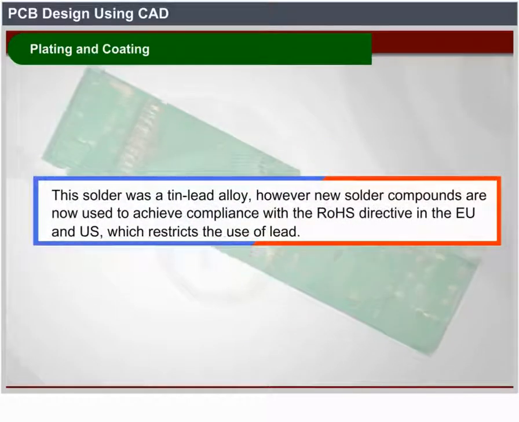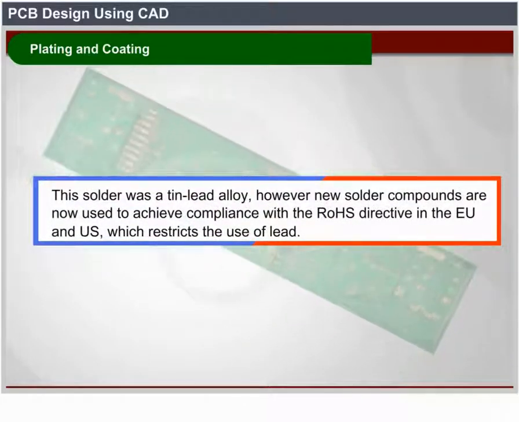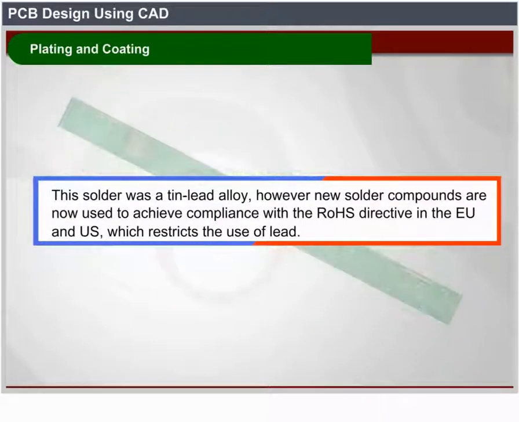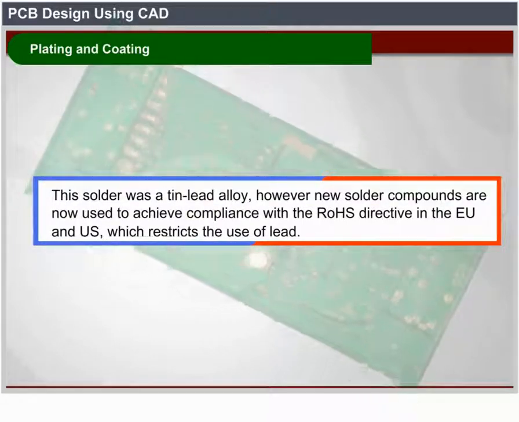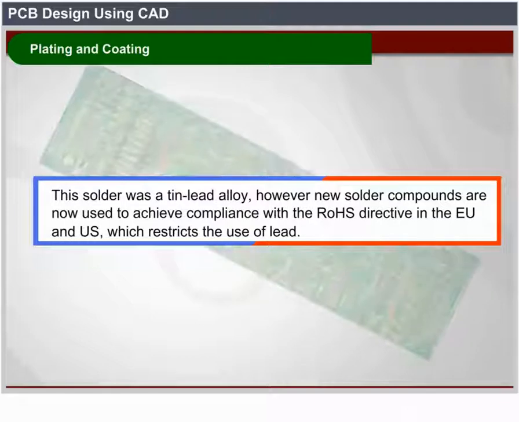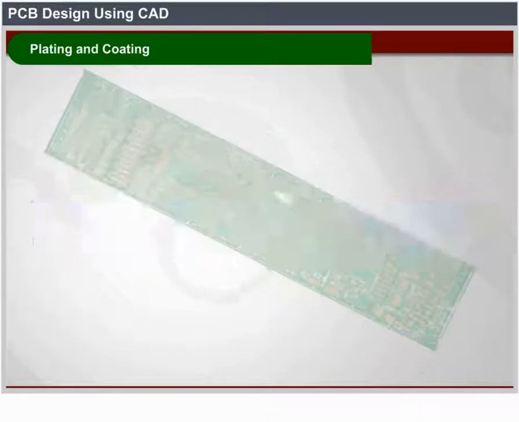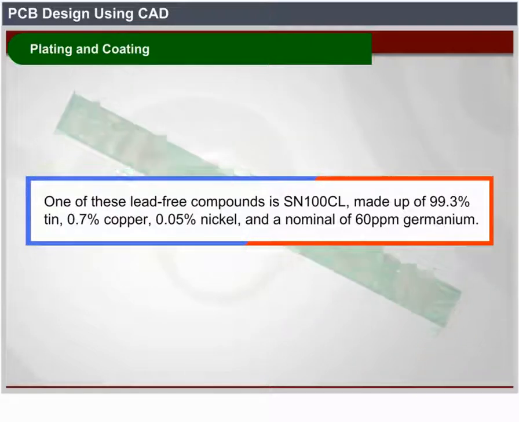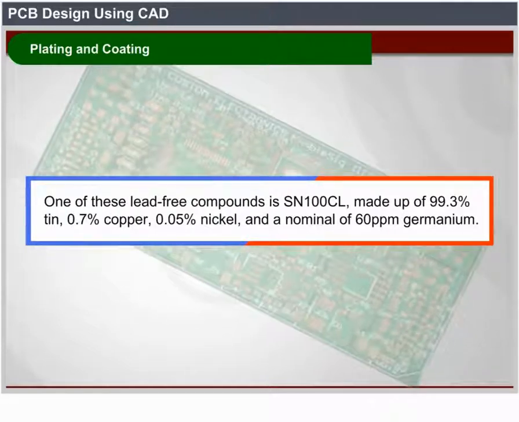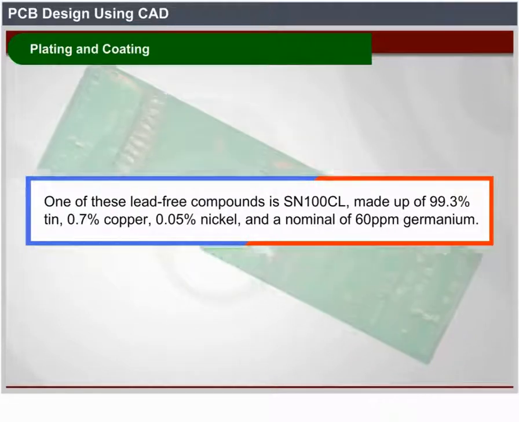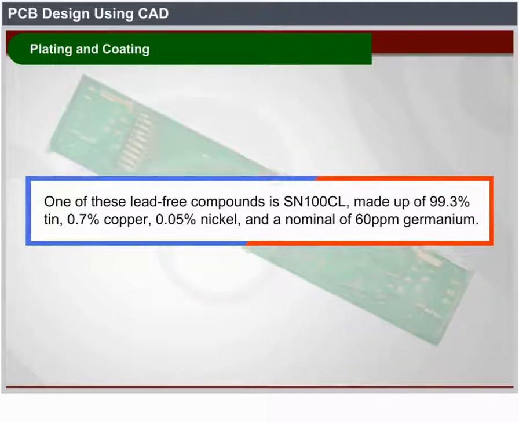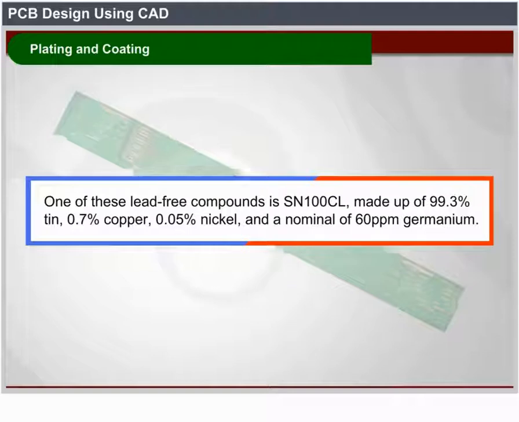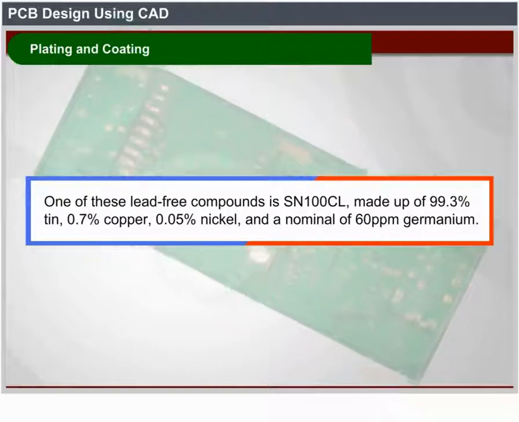This solder was a tin-lead alloy. However, new solder components are now used to achieve compliance with RoHS directives in the EU and US, which restrict the use of lead. One of these lead-free components is SN100CL, made up of 99.3% tin, 0.7% copper, 0.05% nickel, and a nominal 60 ppm germanium.